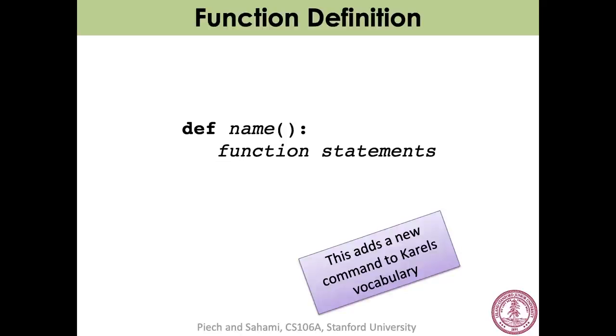If you want to define a new function, you have to write def for define. You give a name to this new command that you're teaching Karel. You write open close parentheses, you write a colon, and then tab in once. So with some indentation, you write statements one at a time, which are the commands that should be executed every time you want to do that new function. This is how you add a new command to Karel's vocabulary. And it's true in all of Python as well.